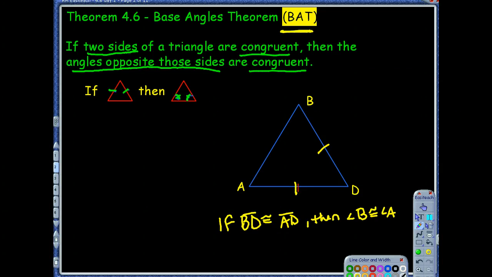So this does not prove triangles are congruent. It only proves other parts are congruent. It proves the angles are congruent, and notice it's only involving 1 triangle, so you don't have to be talking about 2 triangles here. Essentially, if you have an isosceles triangle, then its base angles are congruent. That's really what it's saying.